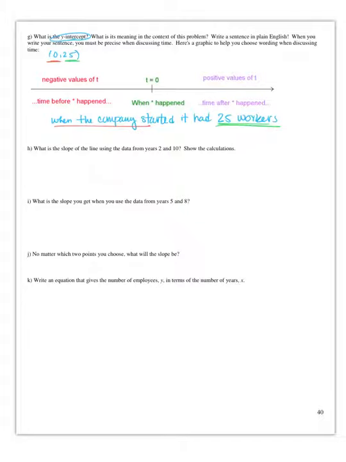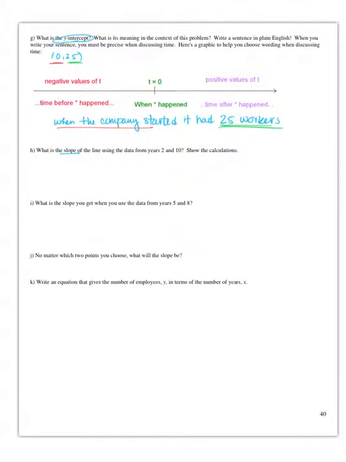What is the slope of a line using the data from the years 2 and 10? So first we're going to need those points. So we get the points 2, 35, and 10, 75. And then we can use our slope formula to find the difference in our y coordinates and the difference in our x coordinates. We have 40 over 8, which simplifies to 5.